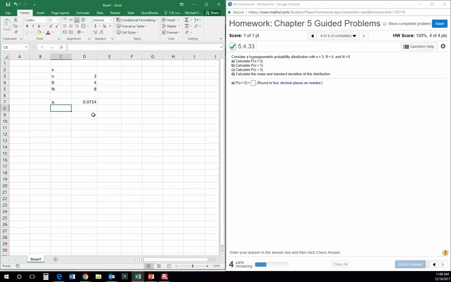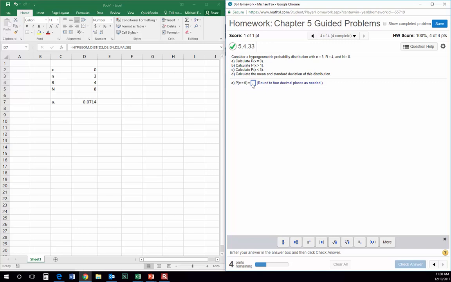And when we do this, it's going to give us an answer, but we still have to put in our x. In this case, x equals 0. So the answer we get is 0.0714.